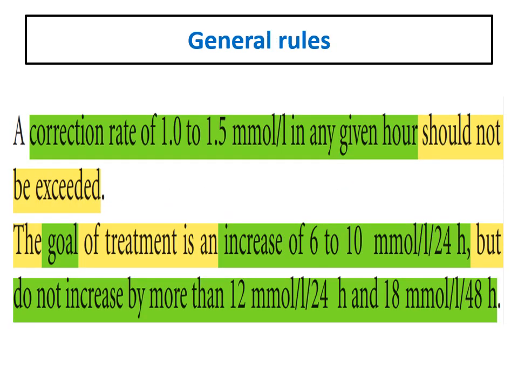There are general rules during treatment of hyponatremia we shouldn't forget. General rule number 1 is that the correction rate is 1 to 1.5 millimole per liter in any given hour. We shouldn't exceed that rate. We shouldn't increase the sodium by more than 1 to 1.5 millimole per liter per hour. This is the hourly correction.